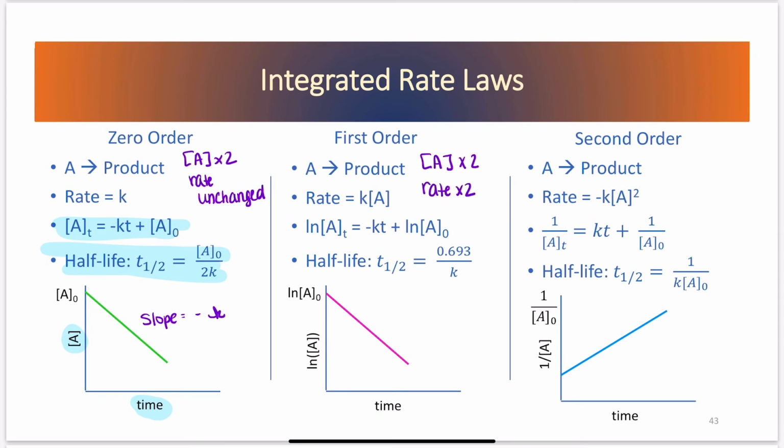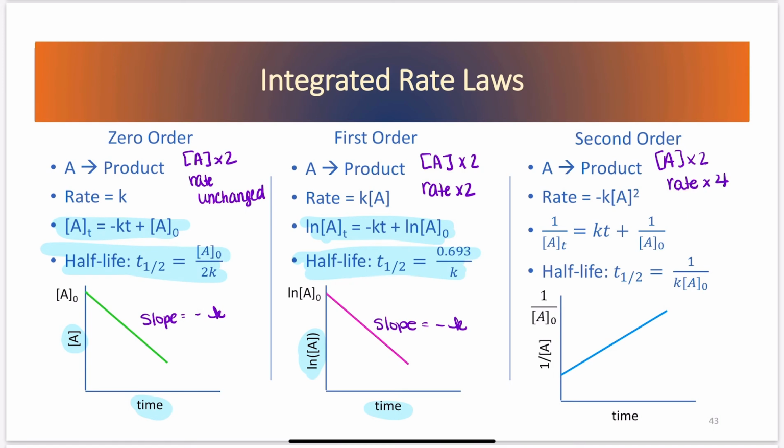First order means if I double the concentration of A, the rate also doubles. I write this as rate is equal to k times concentration of A. The equations you need to know, here and here. And if I plot the natural log of the concentration of A versus time, the slope equals negative k here as well. And second order, A going to product. Second order means that if I double the concentration of A, the rate is quadrupled.